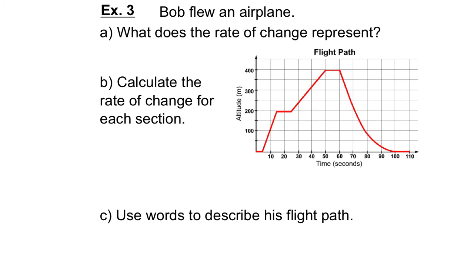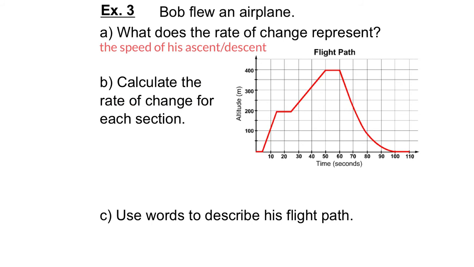Well, it's rise over run, so rise on the graph is a measure of altitude. Run on the graph is a measure of time. So meters per second. Well, that's a speed. So the rate of change represents the speed of his ascent or descent. And I know it's a speed because I look at the units. Well, it's in meters per second. That's a measure of speed.